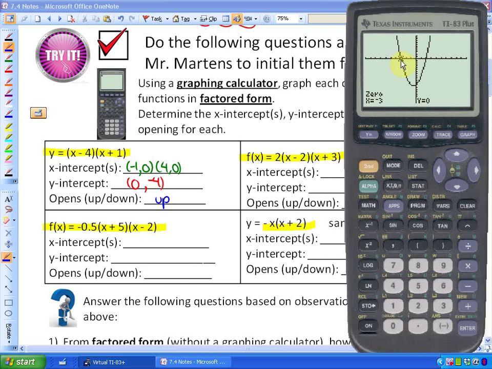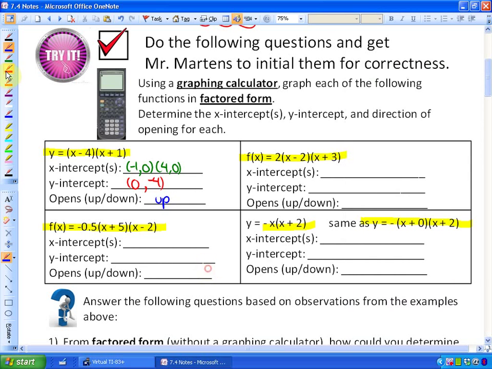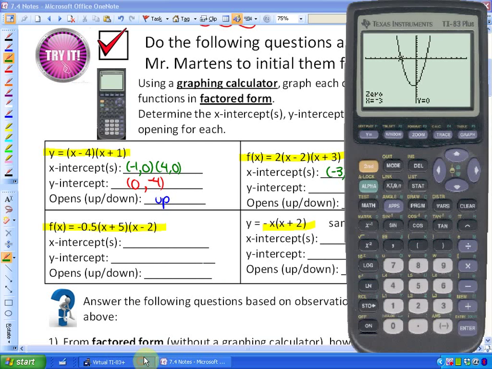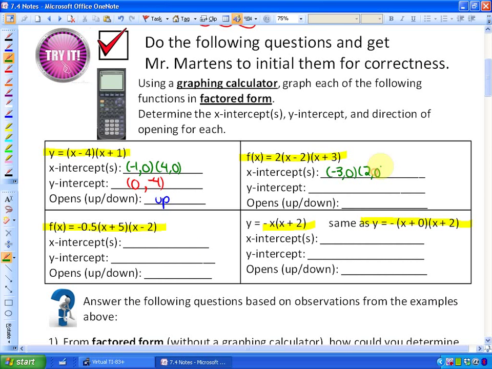So this x-intercept here looks like it's at the point negative 3, 0. And the other x-intercept, let's go ahead and calculate it. As I'm doing this, you might want to make some guesses as to where you think that x-intercept is. And that's a value of 2 and 0.